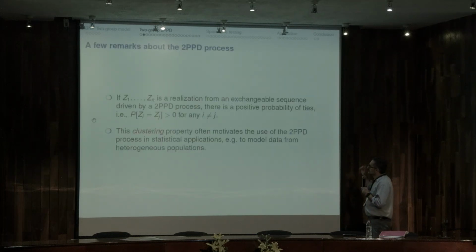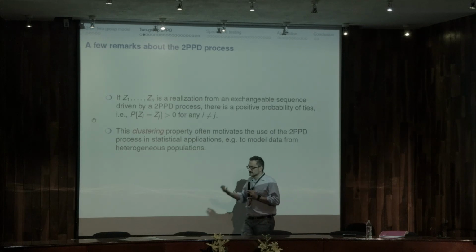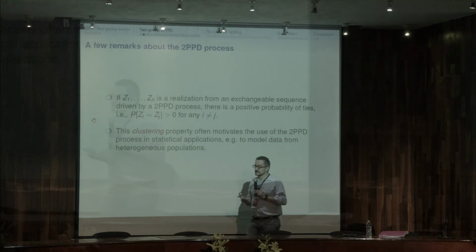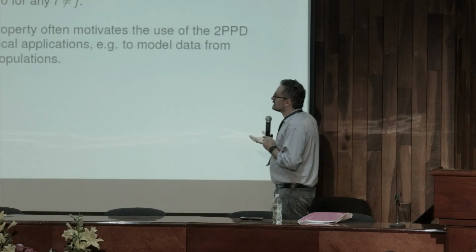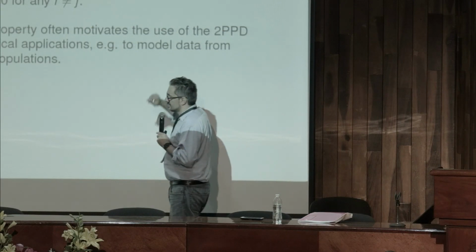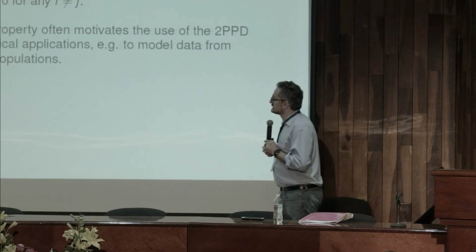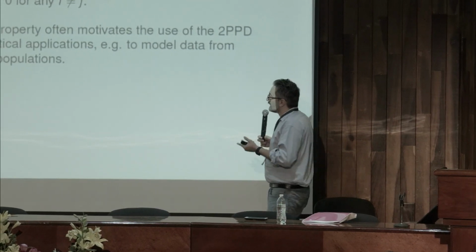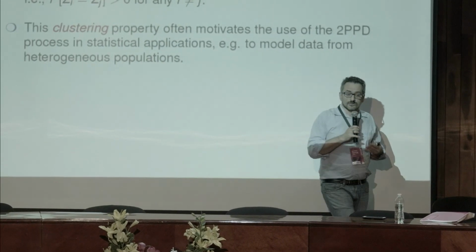So a characteristic of this type of model, Dirichlet process and two-parameter Poisson-Dirichlet processes, of course, is that they induce clustering because of the positive probability of ties between samples from the processes, right? So this is one of the reasons why these types of processes are used in statistical applications, typically to model heterogeneous populations.